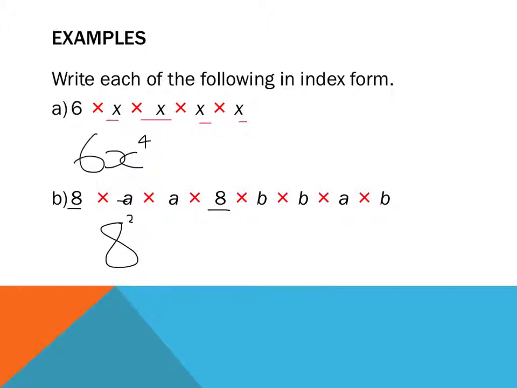And I have 1, 2, 3 a's, a to the power of 3. And I have 1, 2, 3 b's, b to the power of 3. Doesn't matter if I write it like it is in the example or if I write it in index form, but you can see the way in which index form is a lot more simple and concise. And that's it, guys. That's a basic understanding of index law.